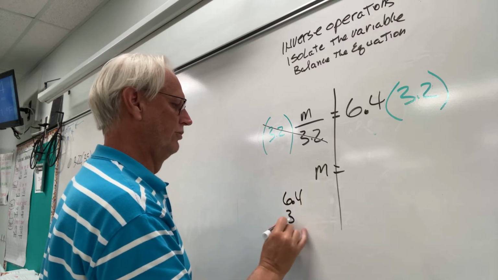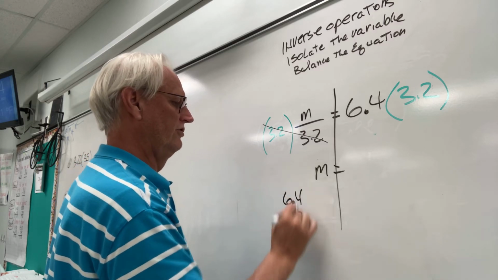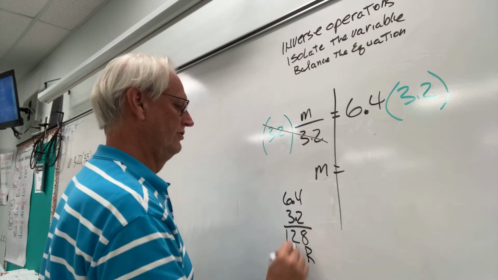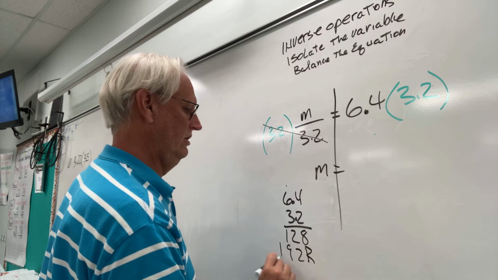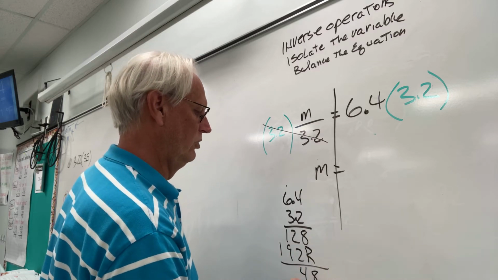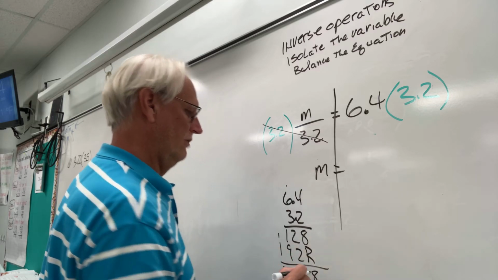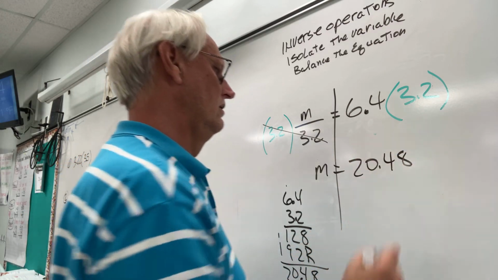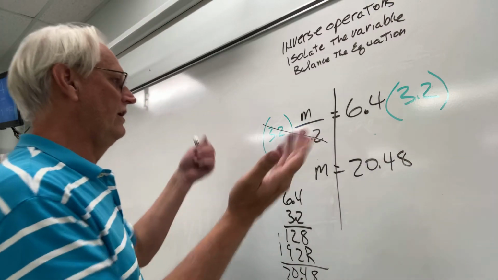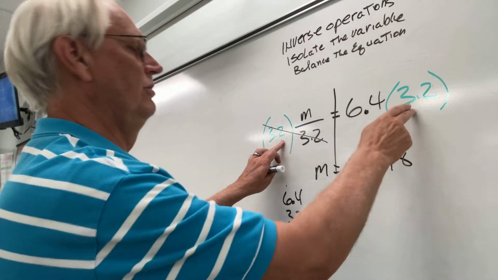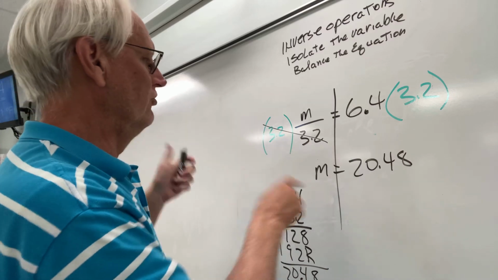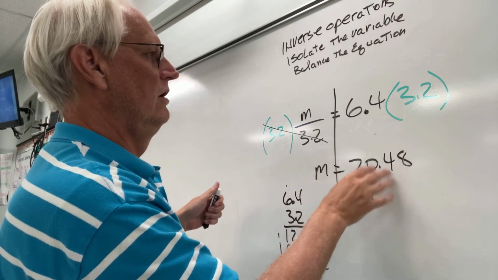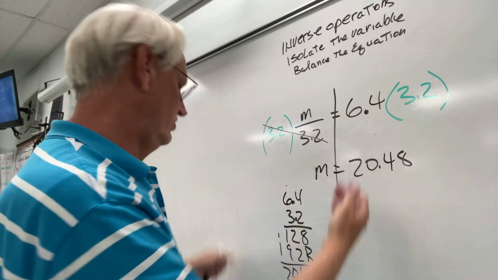6.4 times 3.2. So this is 8, this is 12, placeholder. This is 12, carry the 1, 19. So I've got 8, 4, 0, carry the 1. I've got 20.48. So 20.48 is M. So how do I get that? Well, I multiply both sides by 3.2. This cancels out. So the identity property leaves me with just M. So then 6.4 times 3.2 gives me that.